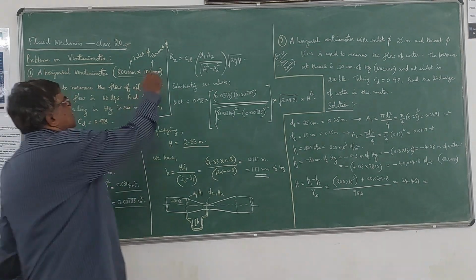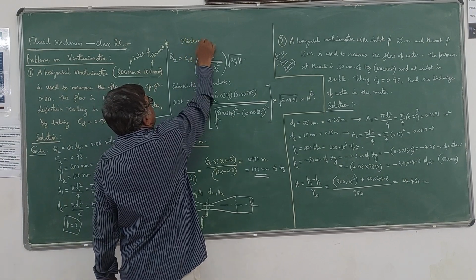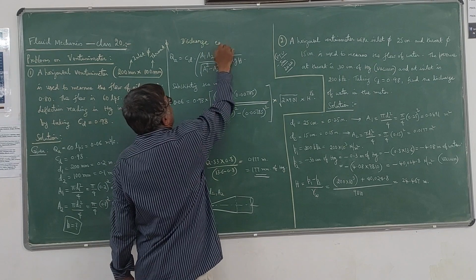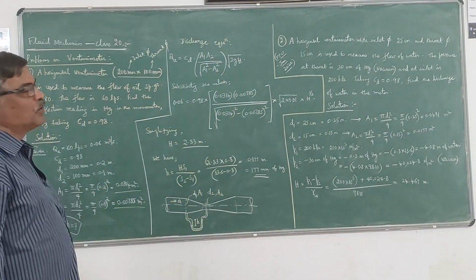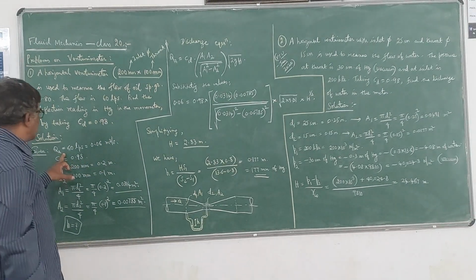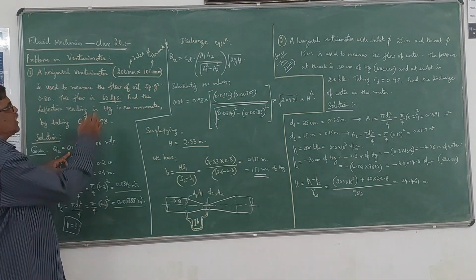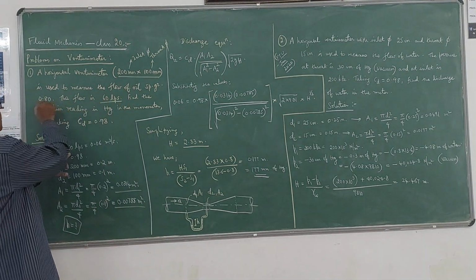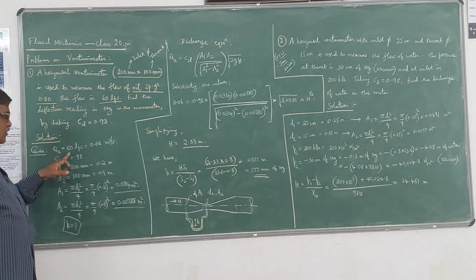Now the discharge equation of Venturimeter is given by Q is equal to CD into A1 A2 divided by root of A1 square minus A2 square into root 2gH. Here you can observe that the discharge in the Venturimeter is given as 60 liters per second. That is discharge. And of course here the liquid is oil of specific gravity 0.8, so it is not water. So that is another thing.